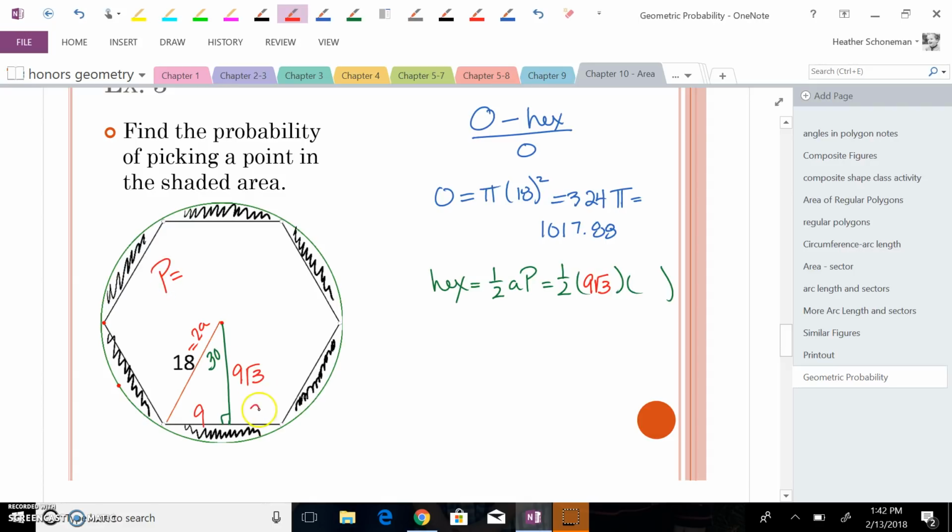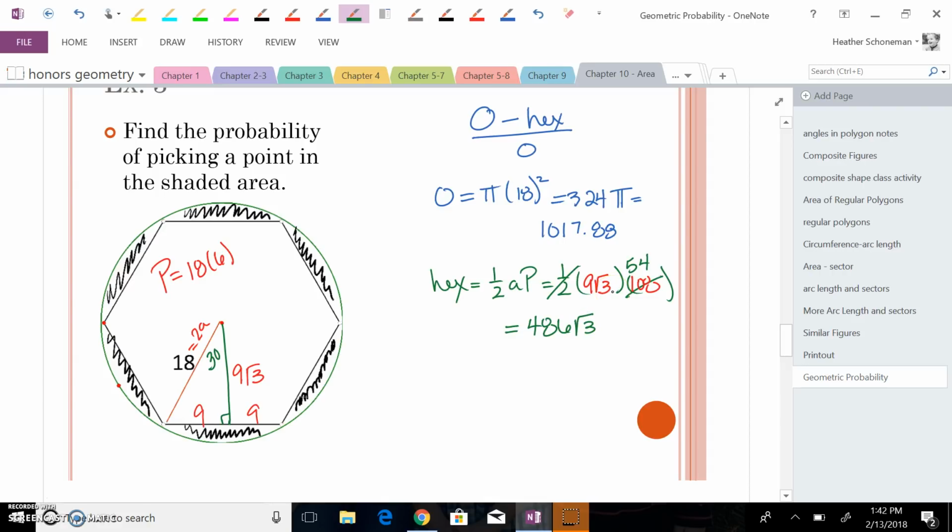But I got to find the perimeter. One side is 18, and I have 6 sides, so 18 times 6 gives me 108. Now I can simplify this equation. Half of 108 is 54. 54 times 9 is 486. So I get 486 square root 3.